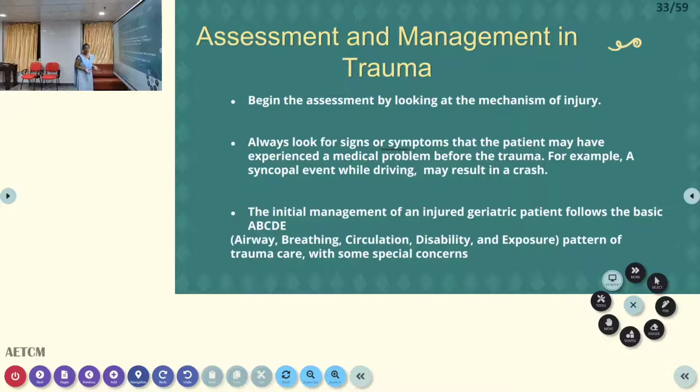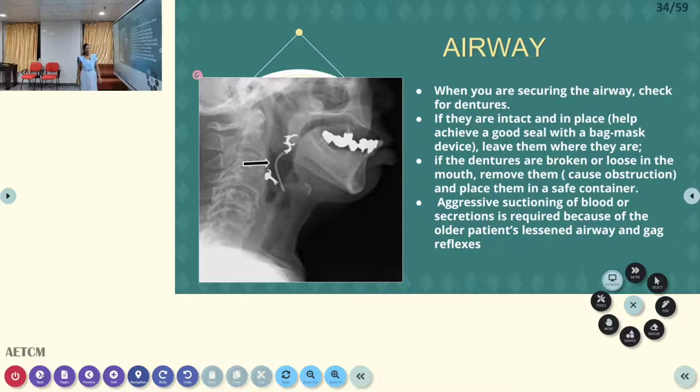For the initial management of the injured geriatric patient, as usual, we do the primary survey: airway, breathing, and circulation. We want to take some special concerns in the geriatric population. In the airway, geriatric people may have dentures.